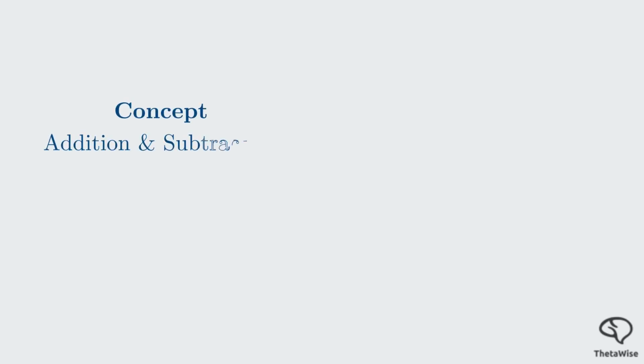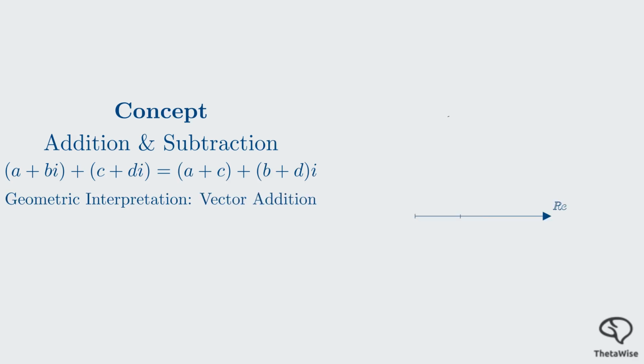First, let's look at addition and subtraction. For adding or subtracting complex numbers, always stick to the Cartesian form. It is purely algebraic and intuitive. You simply combine the real parts and the imaginary parts independently. Geometrically, this is identical to vector addition. If you represent two complex numbers as vectors from the origin, their sum is the vector that completes the parallelogram.